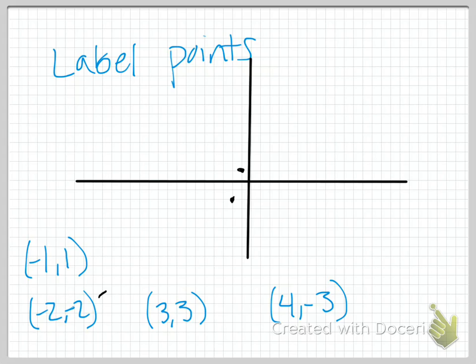Then 3, 3, I have to go right 3 for the +3 and up 3 for the +3. 4, -3, I have to go right 4 for +4, and I have to go down 3 for the -3. So remember, you go left or right, and then up or down for plotting points.